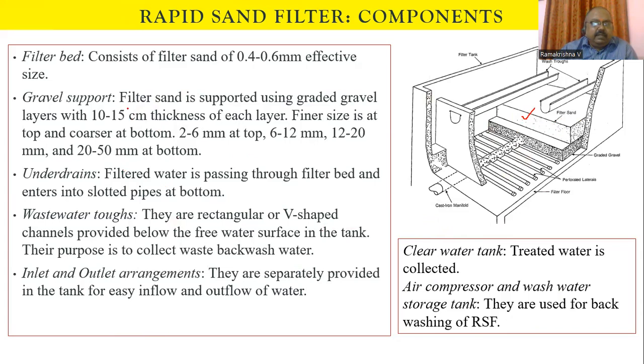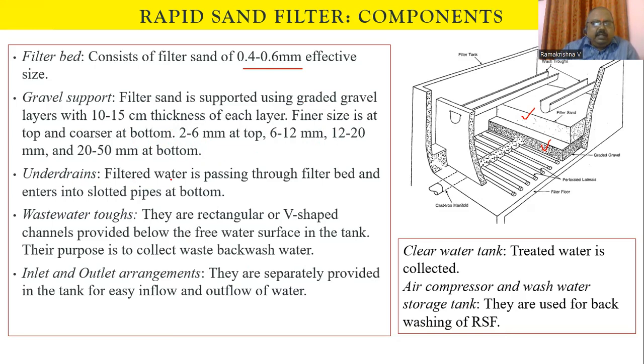And the second one is the gravel support. The gravel support is the layer which is below that particular sand. And sand is having an effective size of 0.4 to 0.6 mm. And then the gravel will be around 10 to 15 centimeter thickness, usually 4 to 5 layers. So that makes it around 40 to 50 centimeters or even 60 centimeters thickness. Finer size is at the top and coarser at the bottom, and different sizes are also available now.